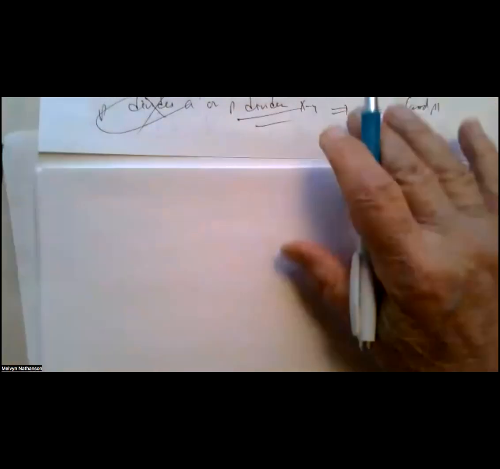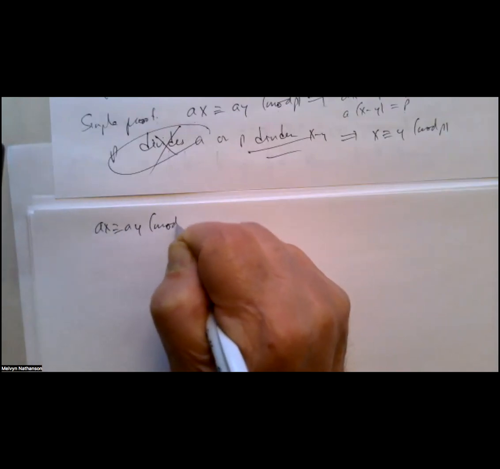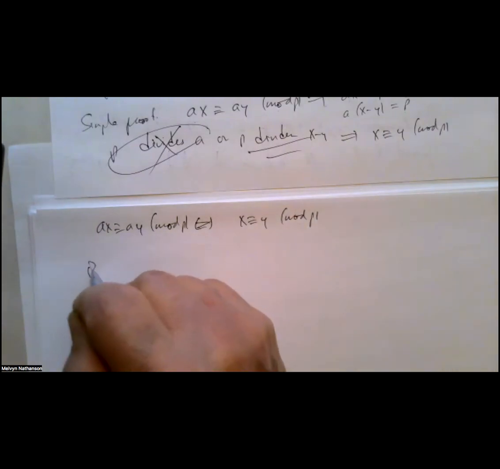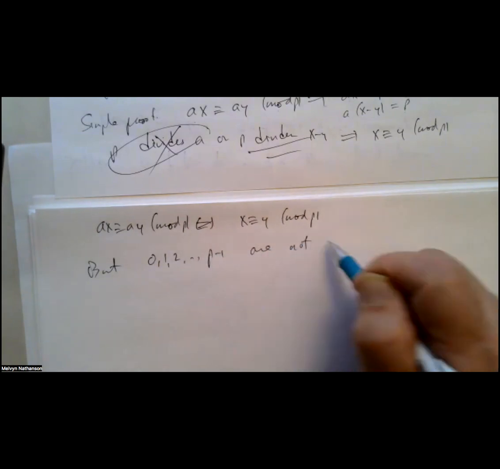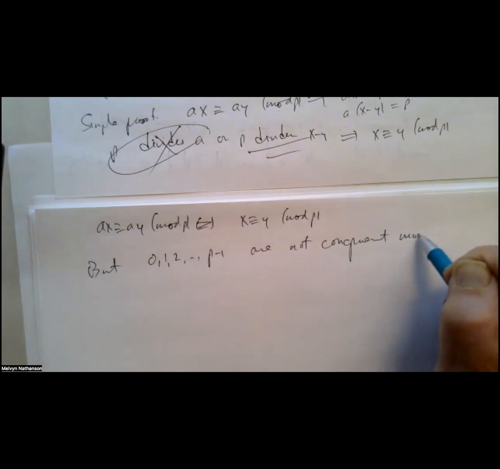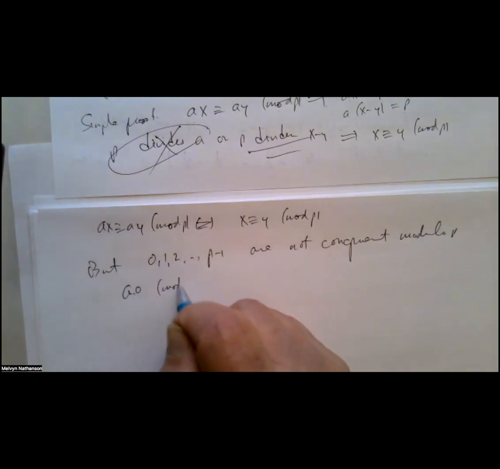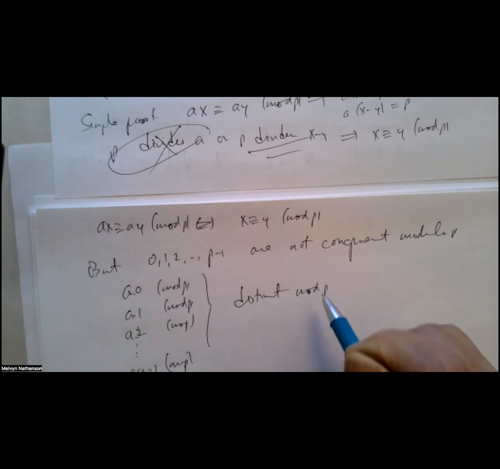interesting result for us, because this says that AX is congruent to AY mod P if and only if X is congruent to Y mod P. But the numbers 0, 1, 2 up to P minus 1 are not congruent modulo P. So if I take A times 0 mod P, A times 1 mod P, A times 2 mod P, all the way up to A times P minus 1 mod P, these are distinct mod P. But there are P of them.